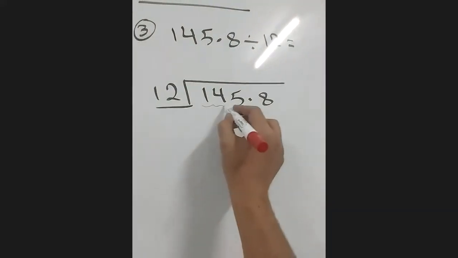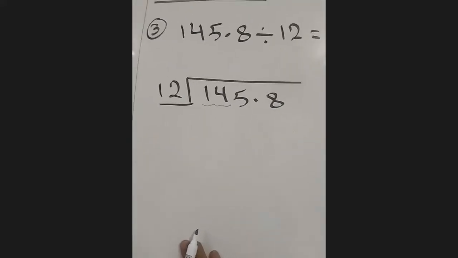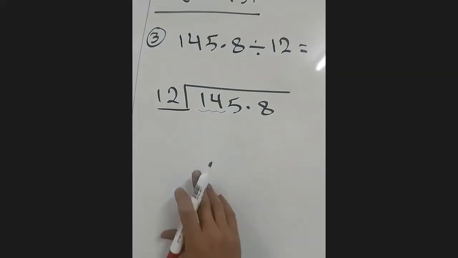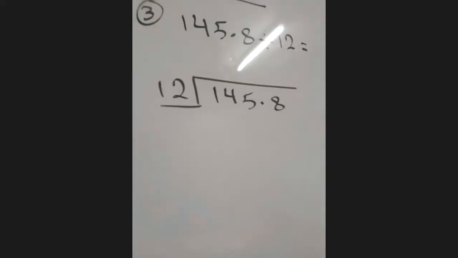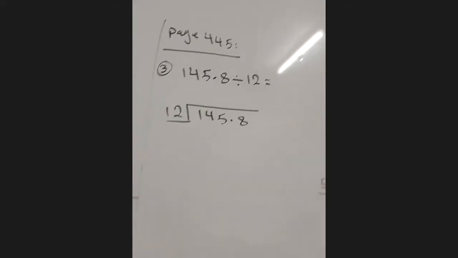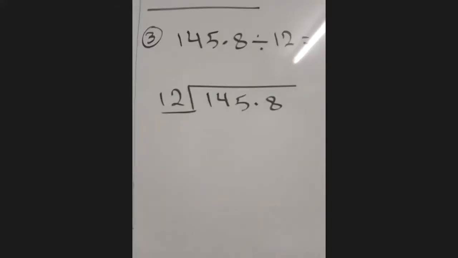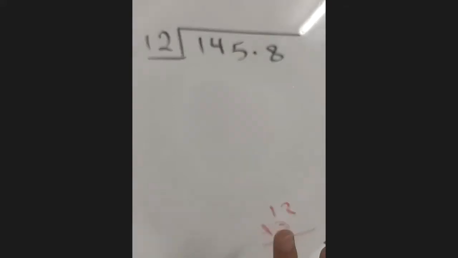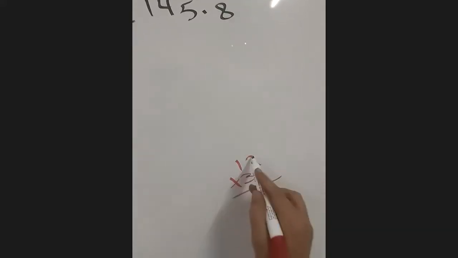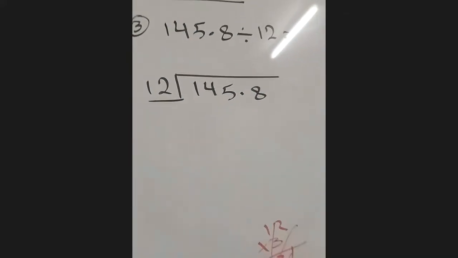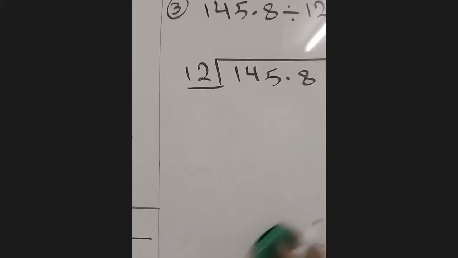We have 14, right? What's the number that, if you multiply it with 12, you get 14 or less? 3. My son, 3 times 12 is 36. Focus, Walid, focus. 3 multiplied by 12 is 36. I want 14 only.